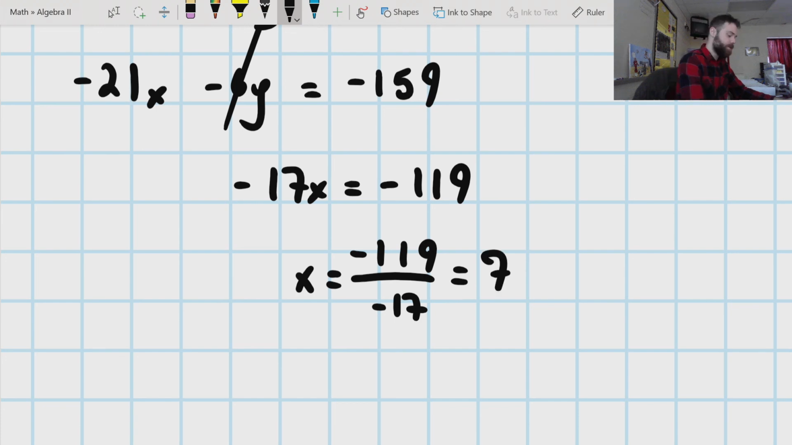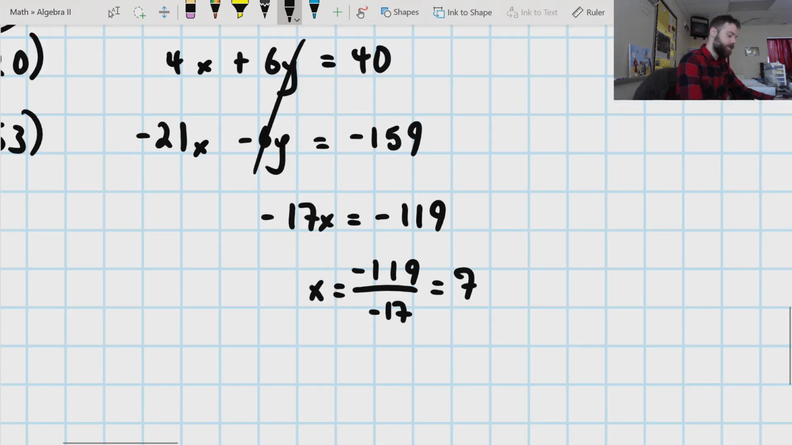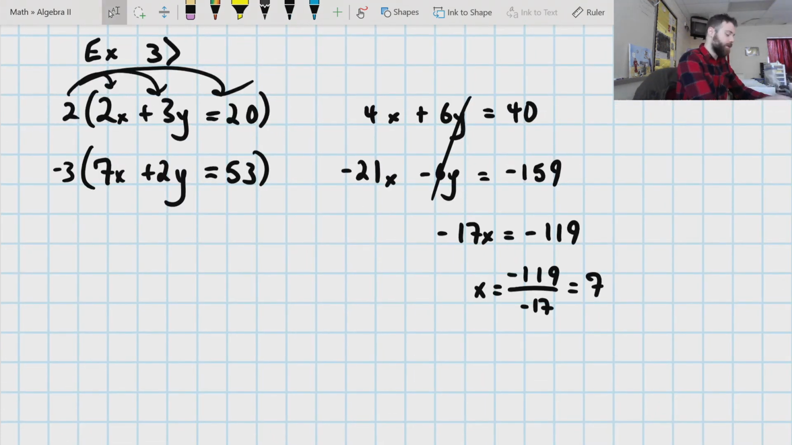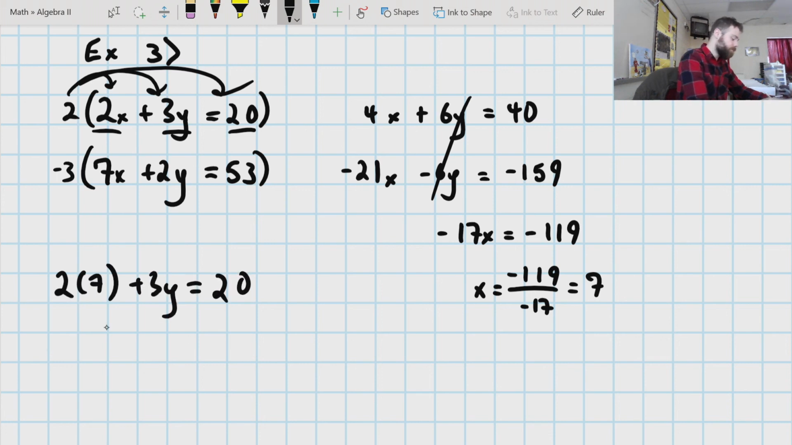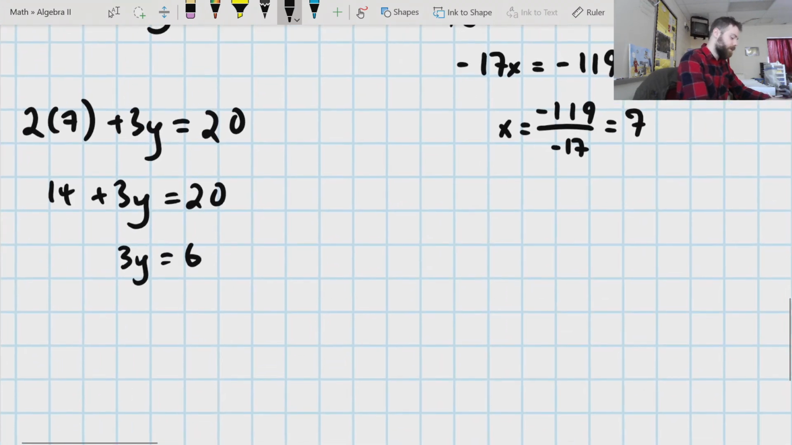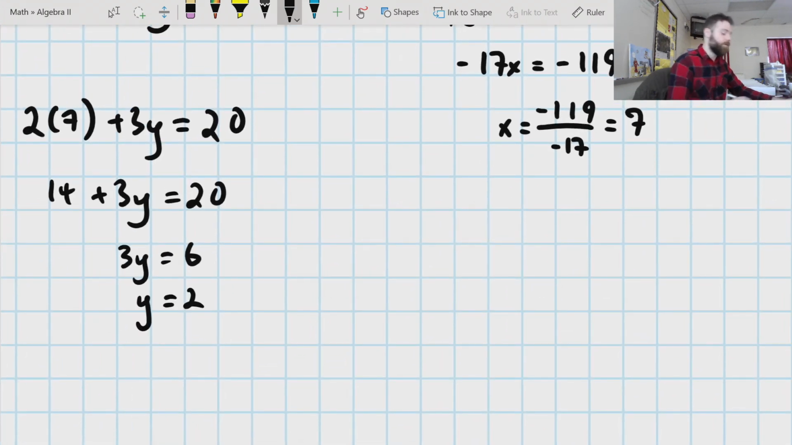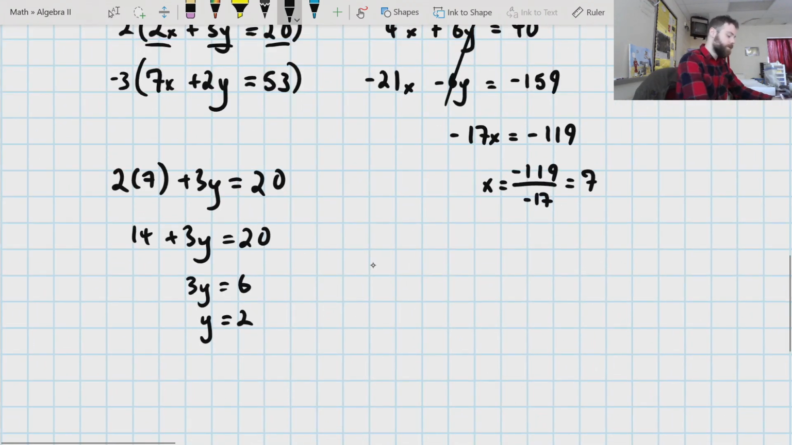But we're not finished because we have to plug that 7 back in. So I'm going to pick the top equation to plug the 7 back in. So I'm left with 2 times 7 plus 3y equals 20. So 14 plus 3y equals 20. 3y equals 6. And y equals 2. Okay, so we're left with 7 comma 2 is the point of intersection.